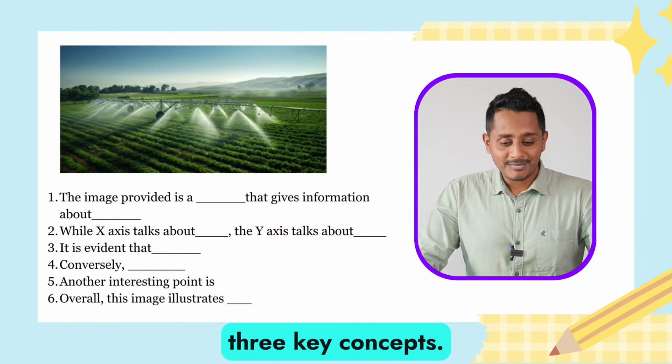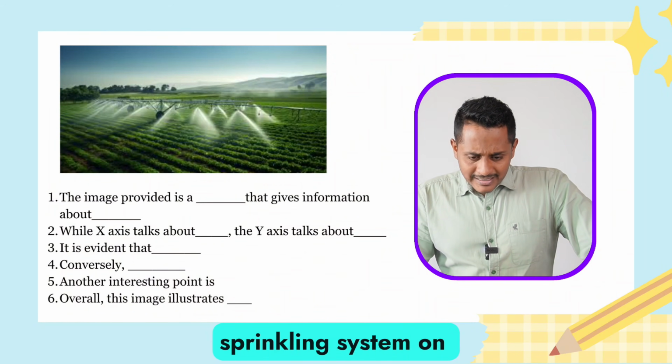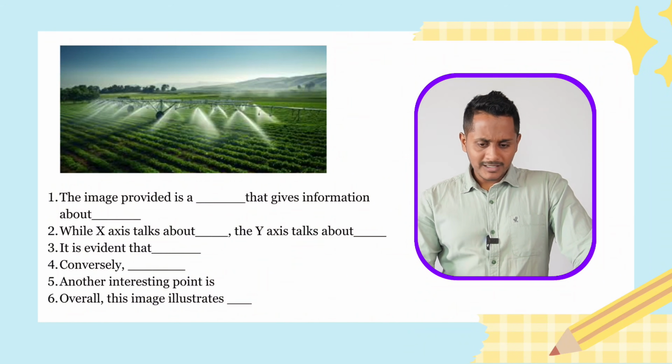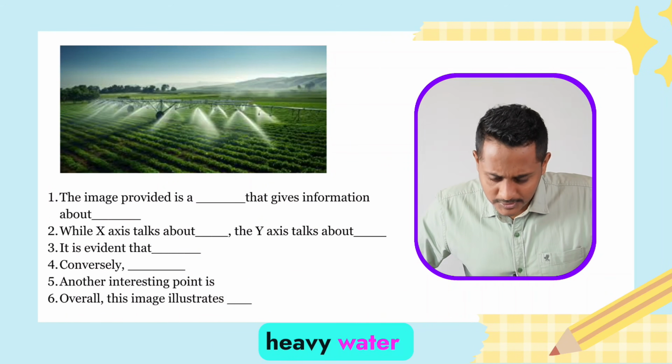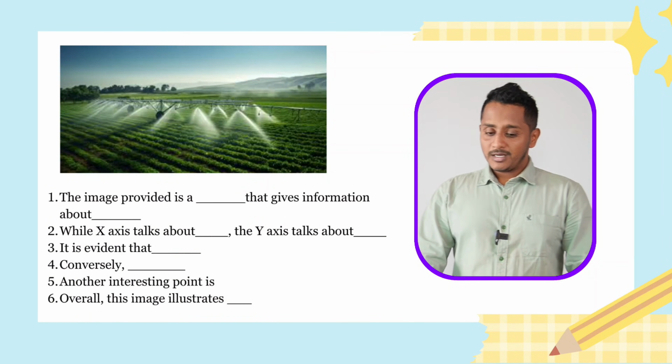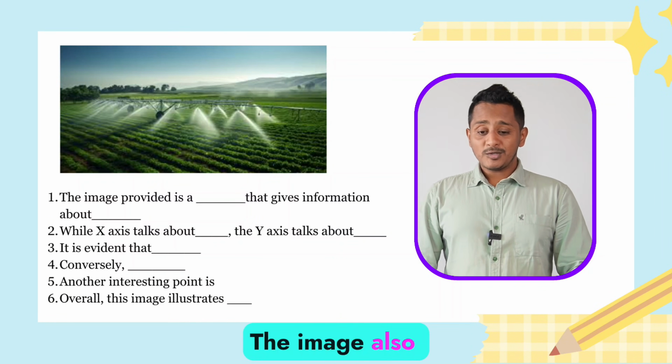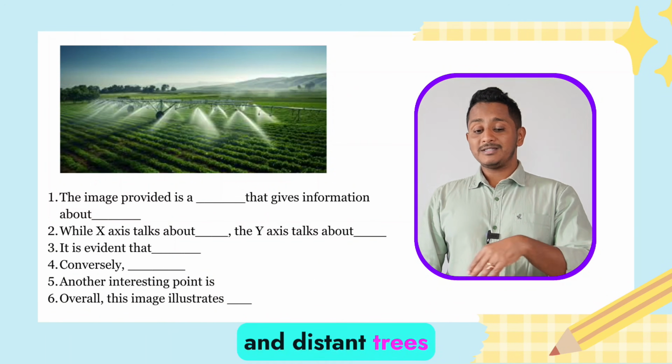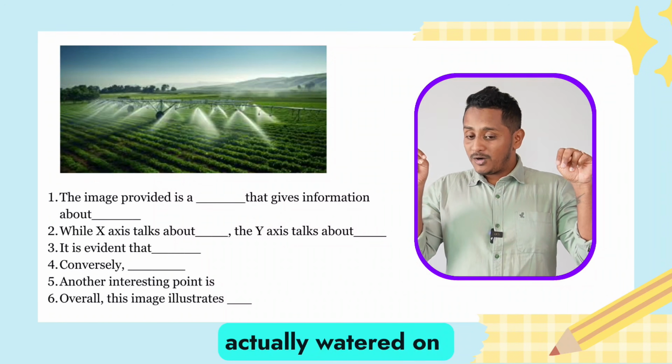3 key concepts. Looks like a water sprinkling system on a farmland. At the center of the farmland, there is this heavy water sprinkling system, which is probably throwing the water at a very high pressure. The image also contains some distant mountains and distant trees, which are not actually watered on an everyday basis. 3 key concepts done. Now let's start.